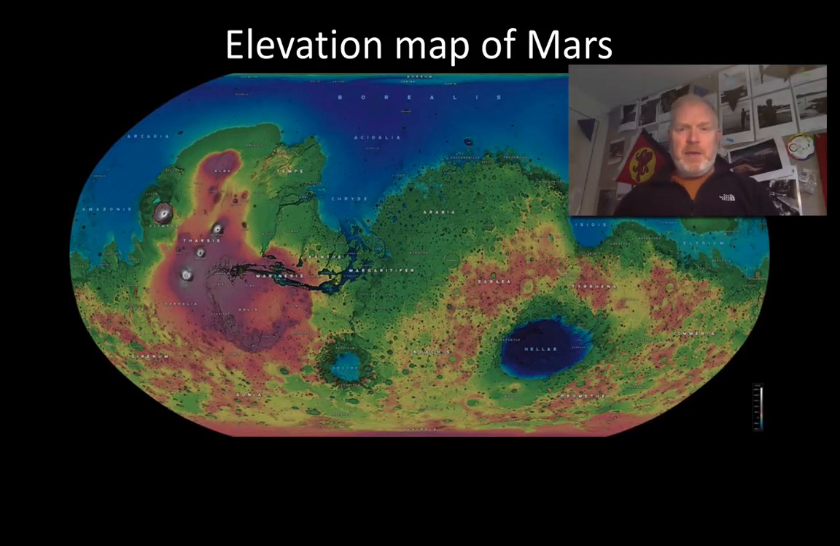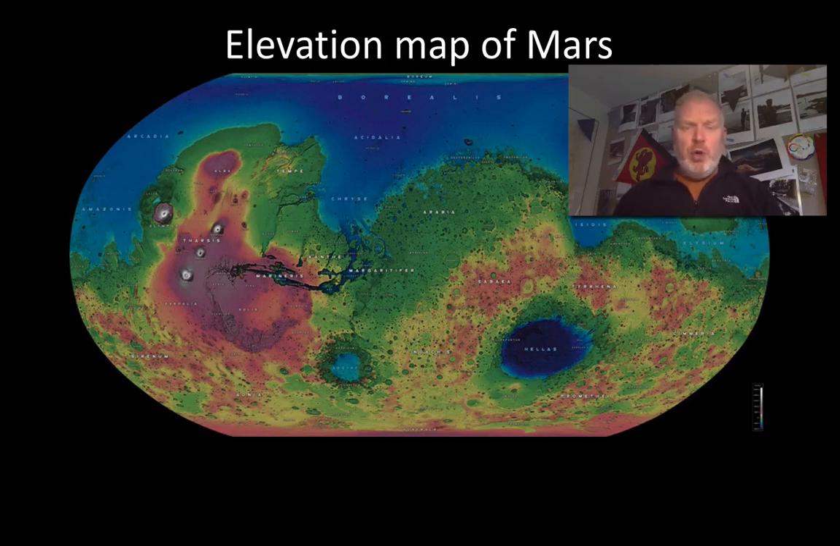Hi, in this lesson, I want to explore one of the main features of the Martian surface. What you're looking at here is a map of the elevation, or the height, of the surface on Mars. The bluer colours are the lower areas of the surface. The red and white colours show the higher areas.